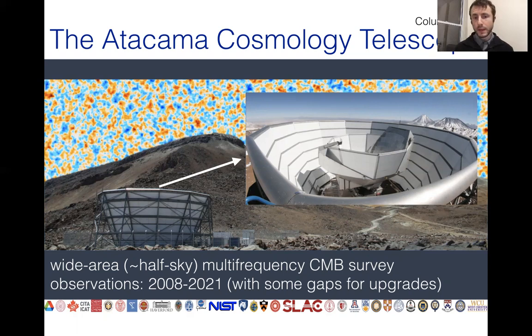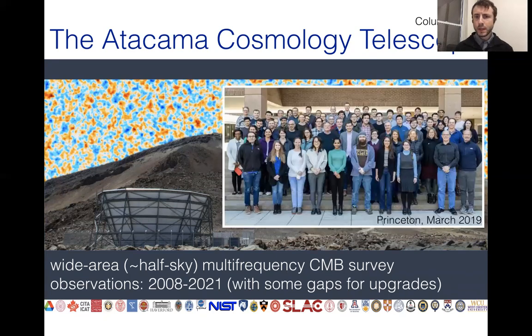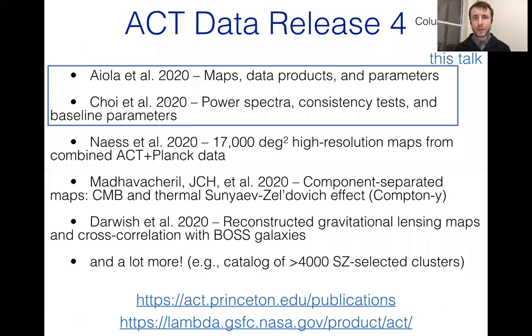And at this point, we've now taken data at actually 5 frequencies, which enables significant control of foregrounds, although the results that I'll show here are based on the analysis of data comprising just 2 of our frequency channels. And this is a picture of our collaboration at the last in-person meeting that we had a couple of years ago. Okay, so as I mentioned, I'm just going to talk about 2 of our papers that came out in the last year or so.